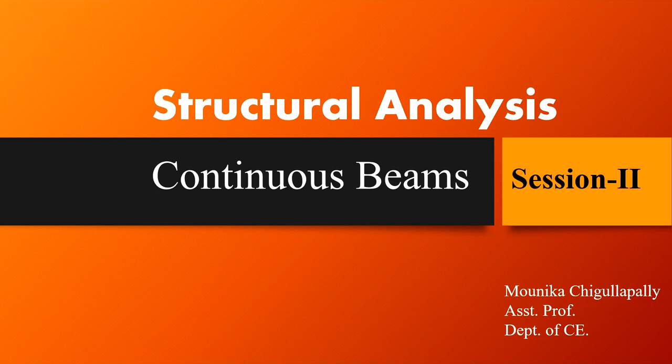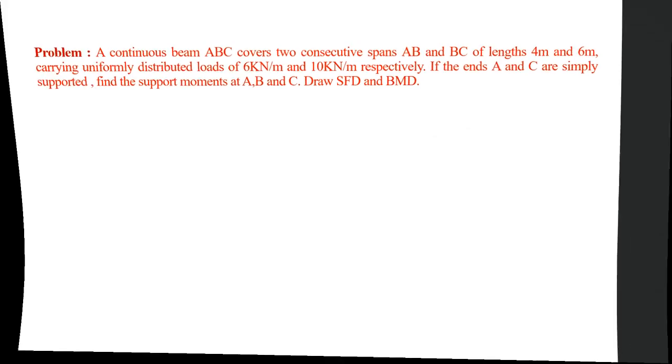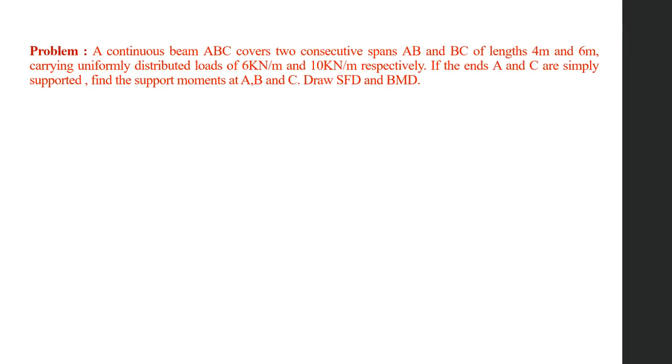Now let us see the first problem on continuous beams. Now let us see the question. Here a continuous beam ABC covers two consecutive spans AB and BC of lengths 4 meters and 6 meters. The spans carry external uniformly distributed loads of 6 kN per meter and 10 kN per meter respectively. If the ends A and C are simply supported, then find the support moments at A, B and C. Also draw the SFD and BMD, shear force diagram and bending moment diagram.